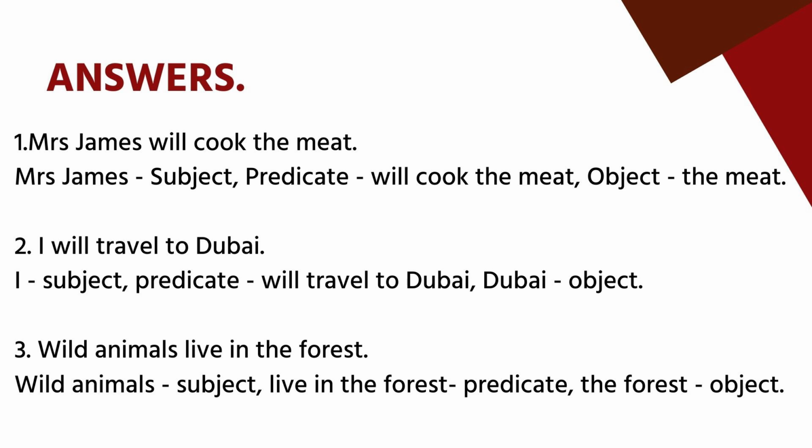So for the first one, Mrs. James will cook the meat. Mrs. James is the subject, the predicate is will cook the meat, and the object is the meat. I will travel to Dubai. The subject, I. The predicate, will travel to Dubai, and the object is Dubai. The last one, wild animals live in the forest. Wild animals, the subject, live in the forest, the predicate, and the forest is the object.